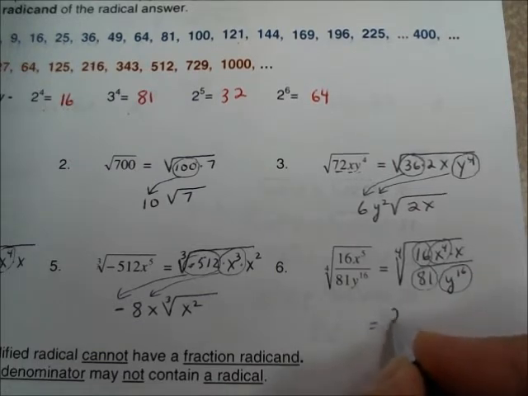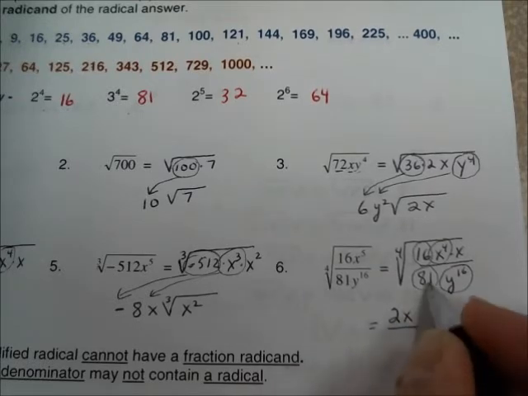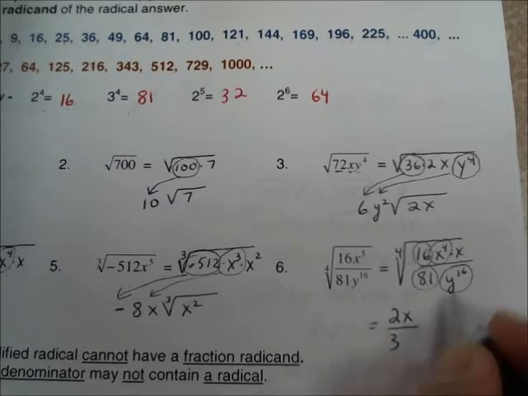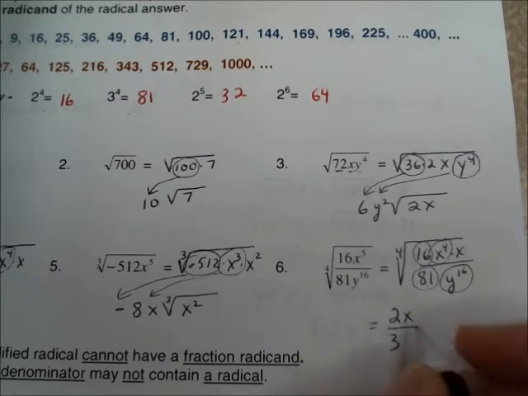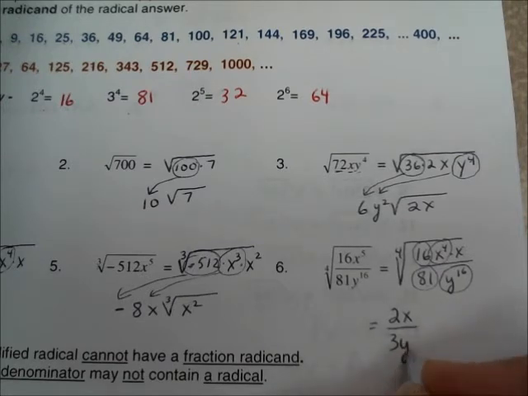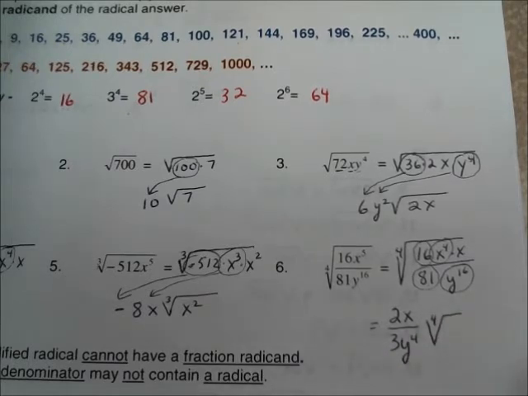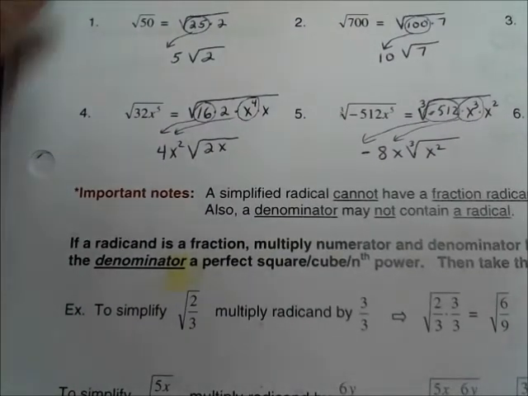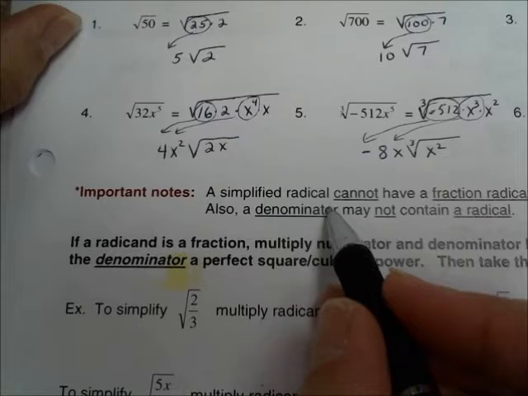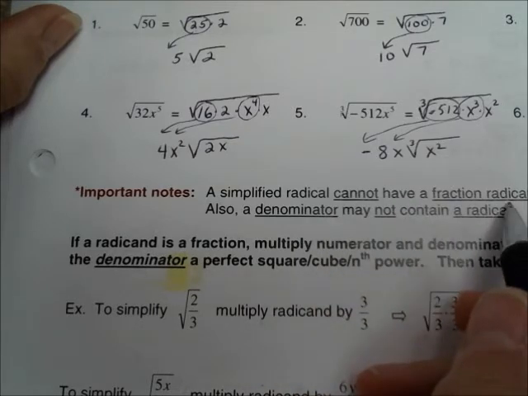4th root of 16 is 2. The 4th root of x to the 4th is x to the 1st. On the bottom, the 4th root of 81 is 3, and the 4th root of y to the 16th, remember you divide 16 by 4, which is 4. So this is y to the 4th, and what do you have left? You have the 4th root of what we didn't circle, which was just an x. And you can put it as a fraction, or you can just leave it like that. So that's simplifying. A simplified radical cannot have a fraction underneath the radical.